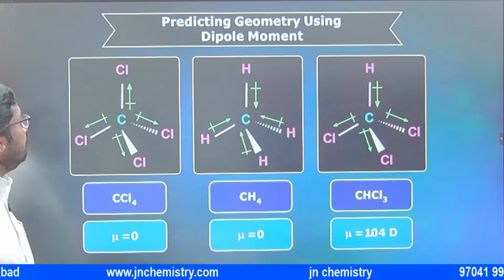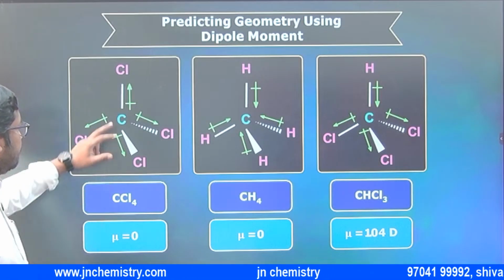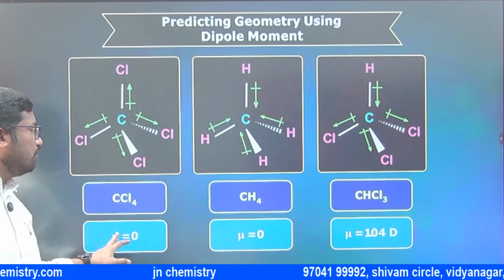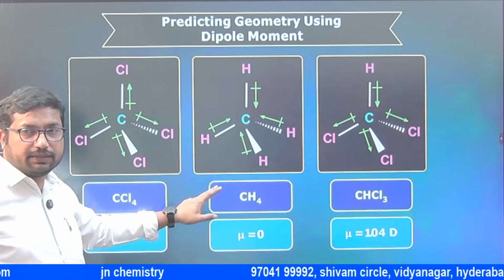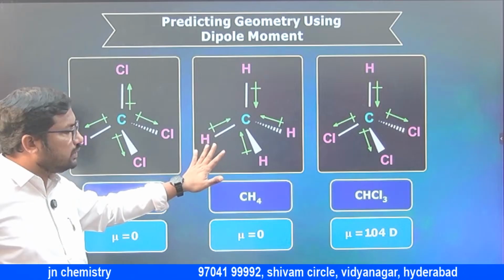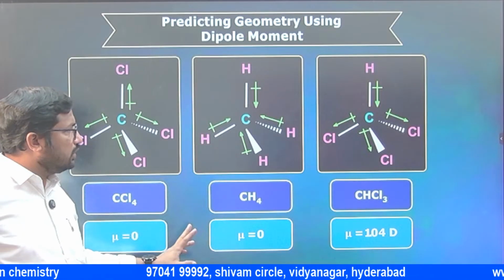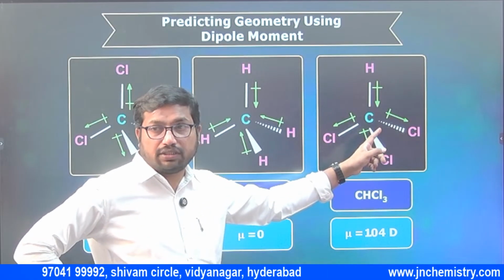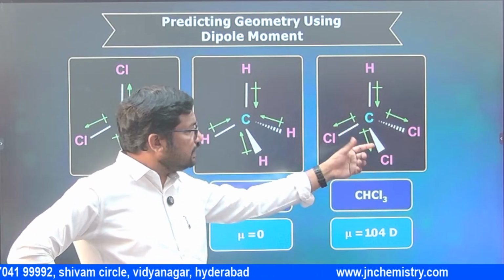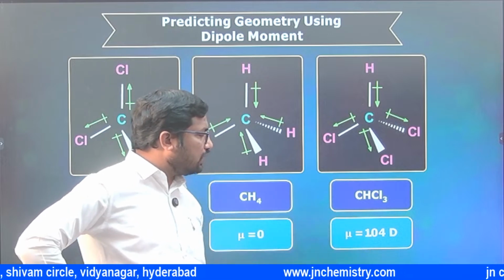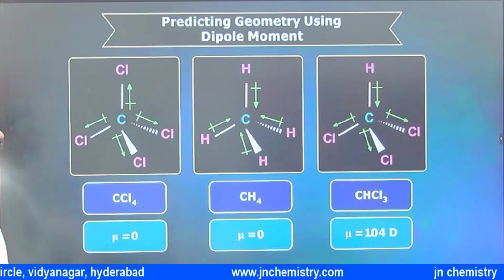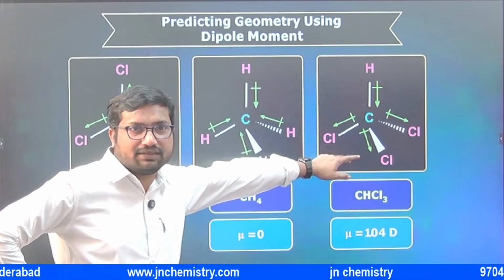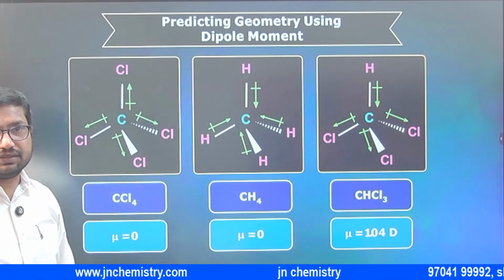Predicting the geometry and the dipole moment. CCl4 is tetrahedral, sp3 hybridization, no lone pairs, dipole moment equals 0. Here is also sp3 hybridization, 0. In this case, what exactly happens? All atoms are different. So the net dipole moment of chloroform is 1.04 Debye. All are sp3, even though it doesn't have any lone pairs. That also we need to consider.